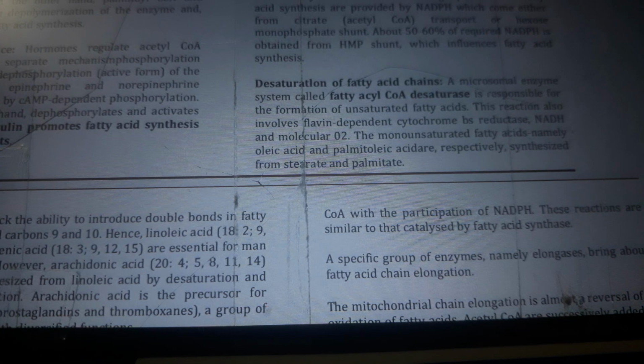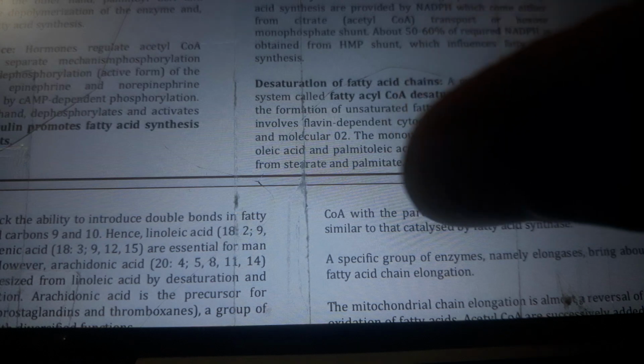Desaturation of fatty acid chains. A microsomal enzyme system called fatty acyl-CoA desaturase is responsible for the formation of unsaturated fatty acids. This reaction also involves flavin-dependent cytochrome b5 reductase, NADH, and molecular O2. The monounsaturated fatty acids, namely oleic acid and palmitoleic acid, are respectively synthesized from stearate and palmitate.